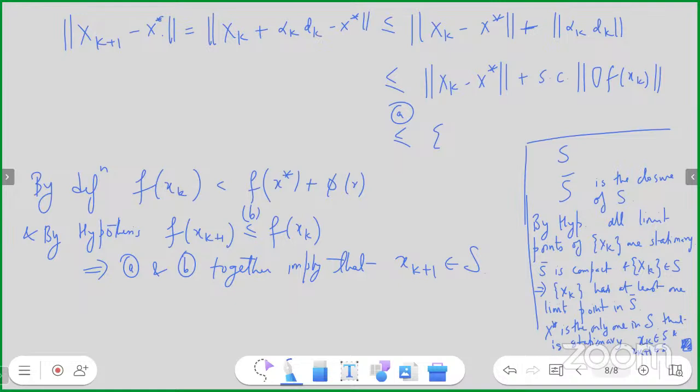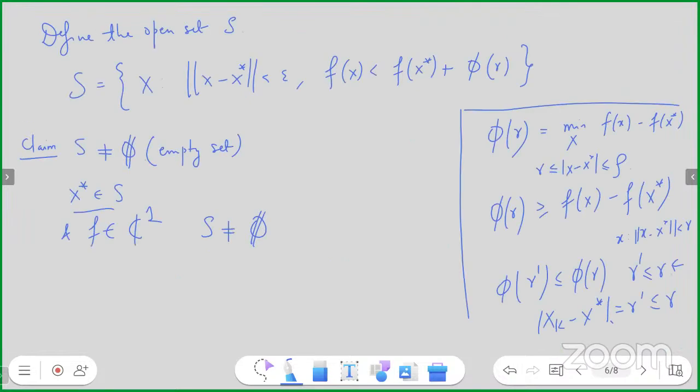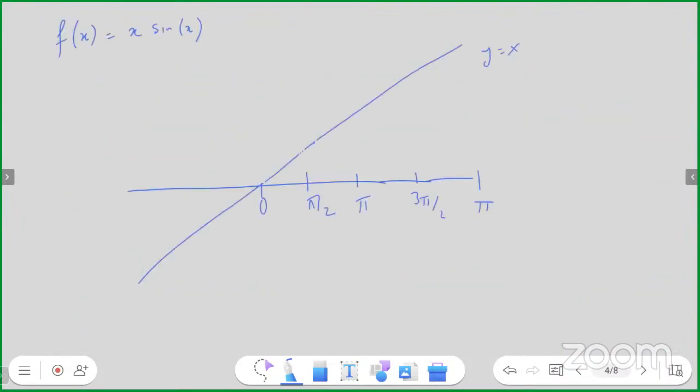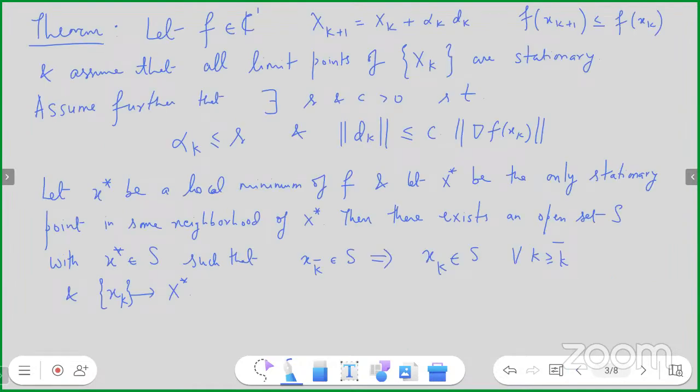Okay, so let's try to do something interesting. Is the big picture clear, what we did? There are lots of technical conditions in the theorem. This is the real part: if your iterates have essentially gotten into a small open set, there exists an open set where once the iterates enter there, they remain there and converge to the local minimum over there. These are all technical conditions required.